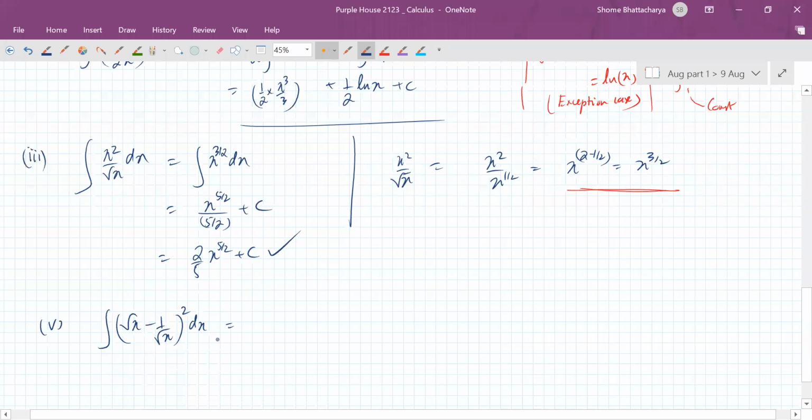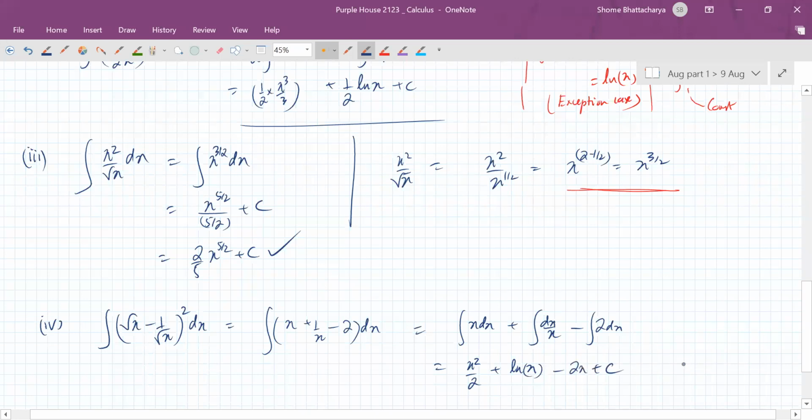Now, fourth one, you have to do the same thing like we did the first question actually. You know? Expand this. So this becomes x plus 1 by x minus 2 times the product of these two terms. So that's just 2. And then just separate it out. So x plus 1 by x is integration minus 2 is integration. So x is integration is x square by 2. This term will give you ln x, right? This term will give you 2x and just a combined constant follow it.